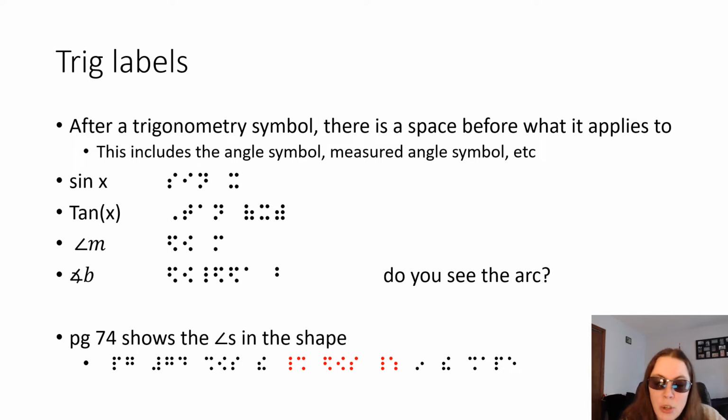For the angle measure of m, same deal. You're going to use that angle symbol that you have learned, the shape indicator and the left pointing arrow, a space, and then the name of the angle to be measured.